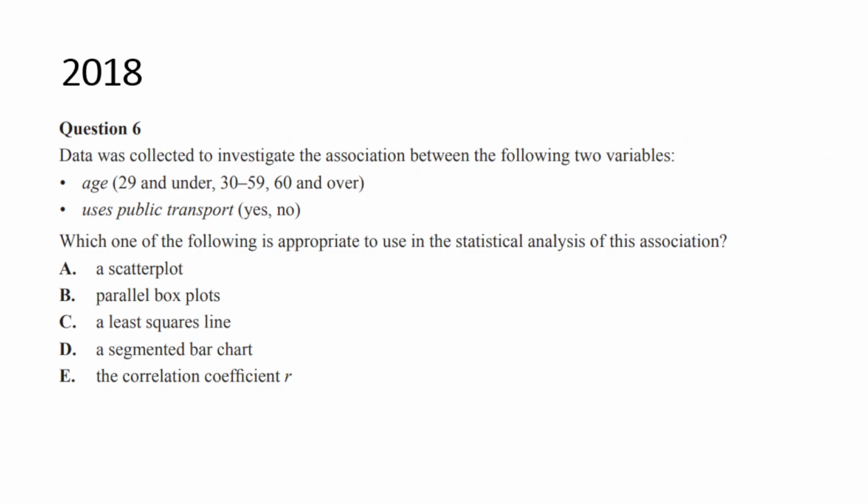Okay, looking at the 2018 exam, data was collected to investigate the association between the following two variables. We have age, 29 and under, 30 to 59, and 60 and over, and uses public transport, yes or no. Which of the following is appropriate to use in the statistical analysis of this association? Before we get into that, let's look at the type of variables. So age, in this case, is broken up into three categories, so that's a categorical variable. And uses public transport is also clearly categorical. So we're comparing two categorical variables together.